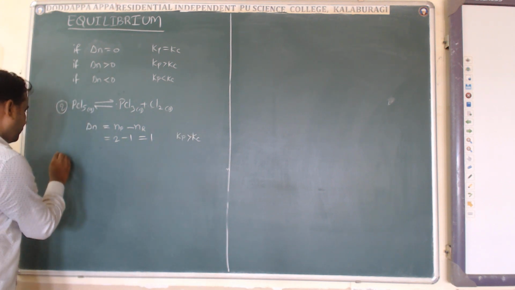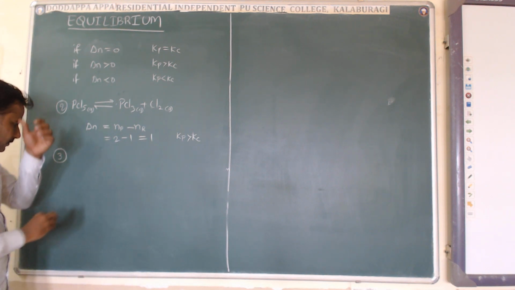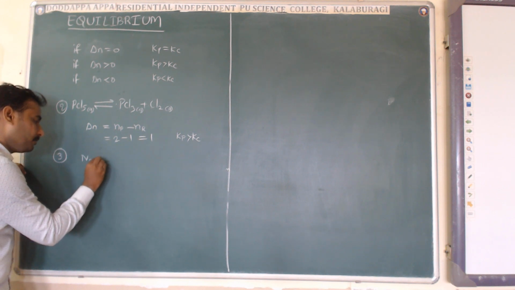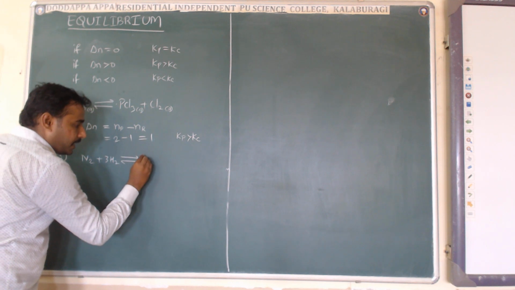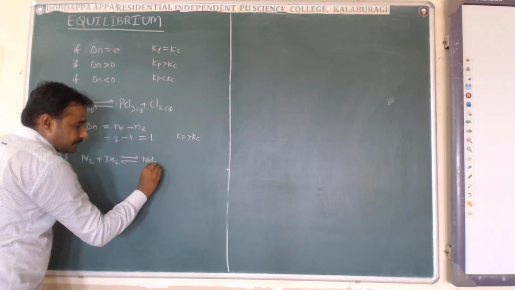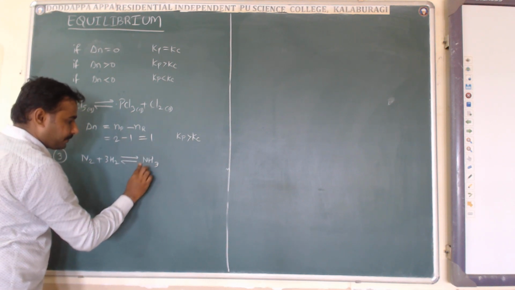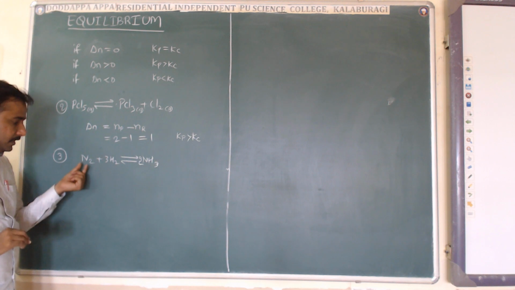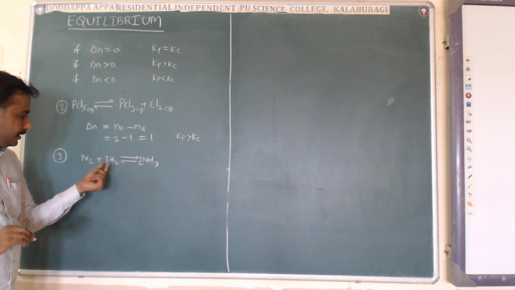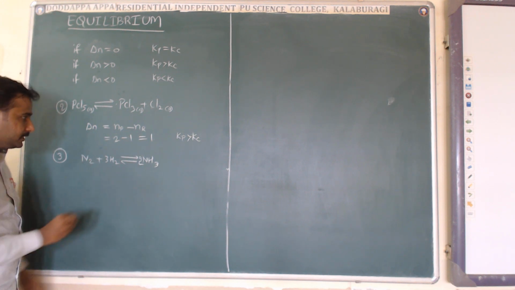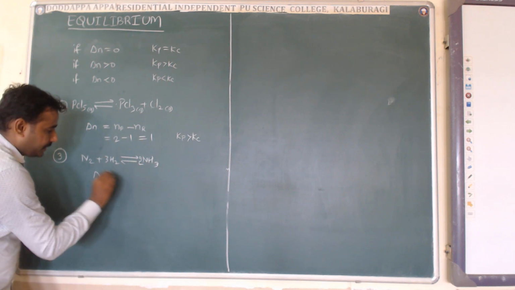Next, another example I will give: N2 plus 3H2 gives ammonia, 2NH3. Nitrogen reacts with hydrogen to give ammonia, and ammonia also gives hydrogen and nitrogen. In this case, you have to find out delta n. Delta n is equal to what?